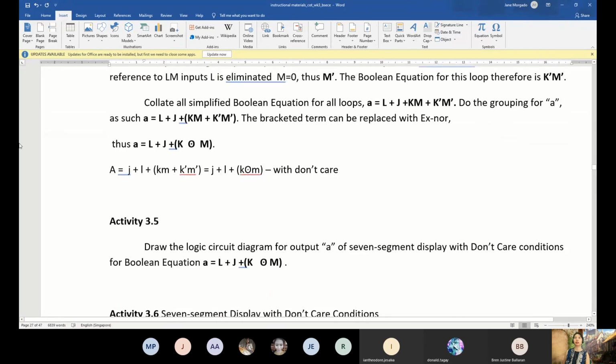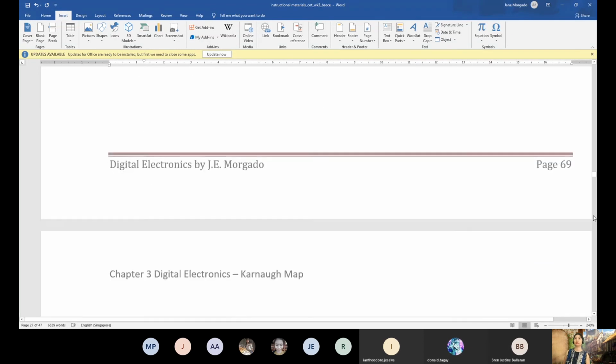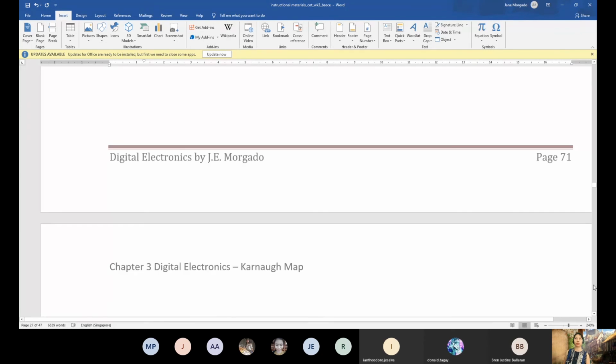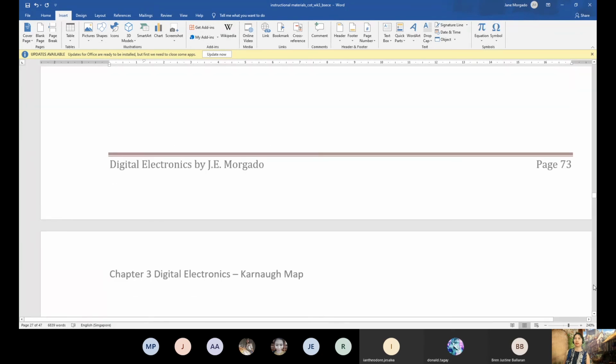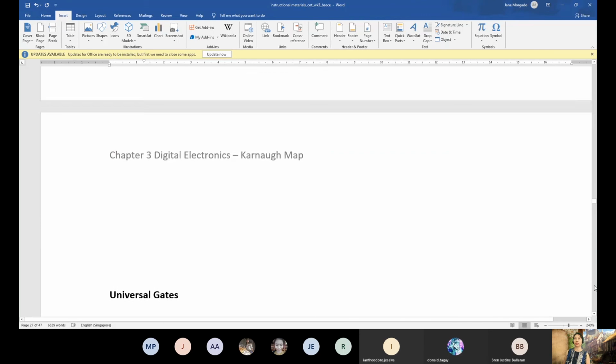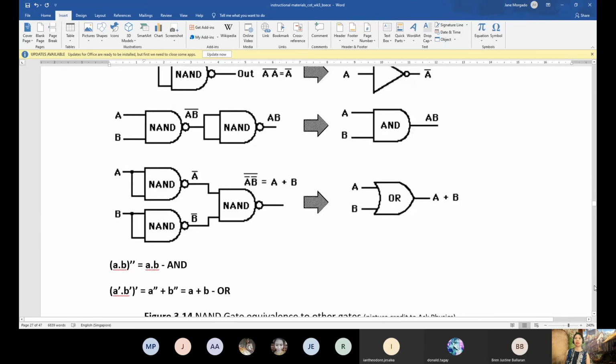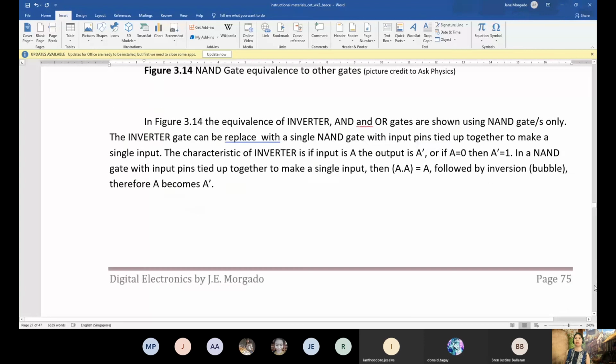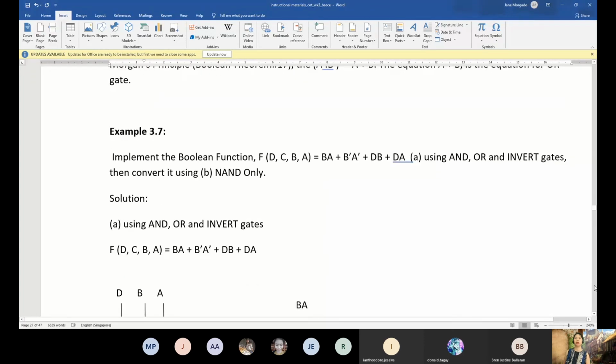Okay, let's copy this one. Let me see if we have the same. So take note that there's no direct equivalent of XOR and XNOR in NAND and NOR. So only inverter and OR.